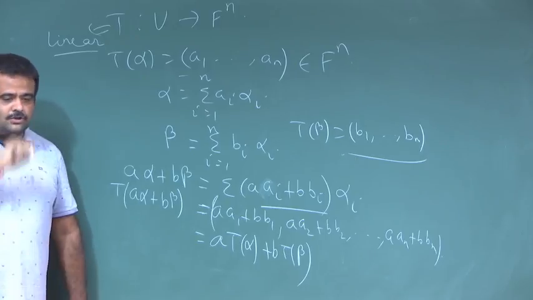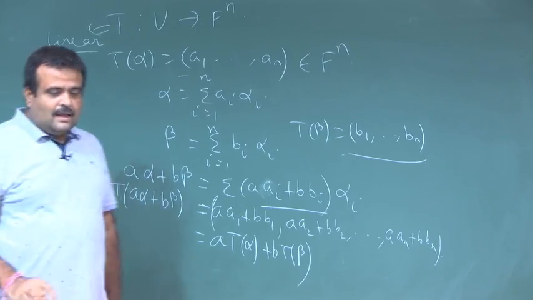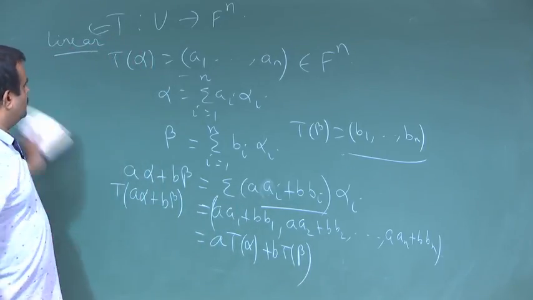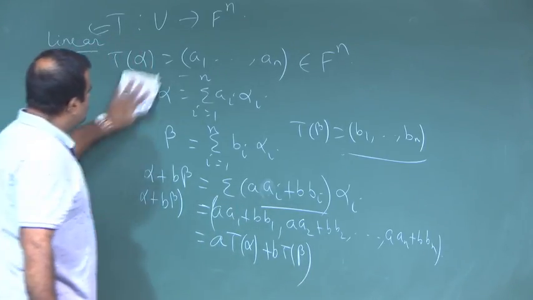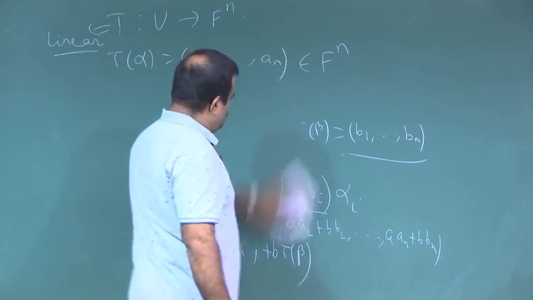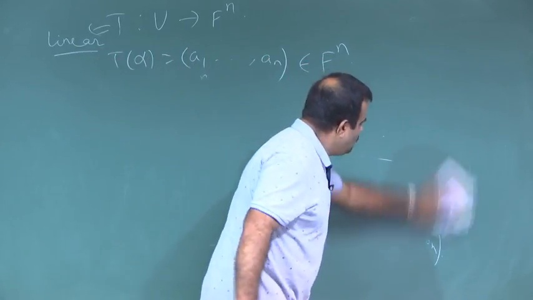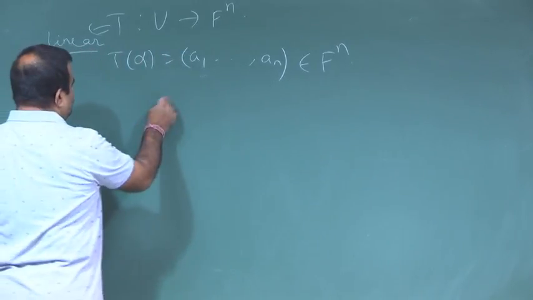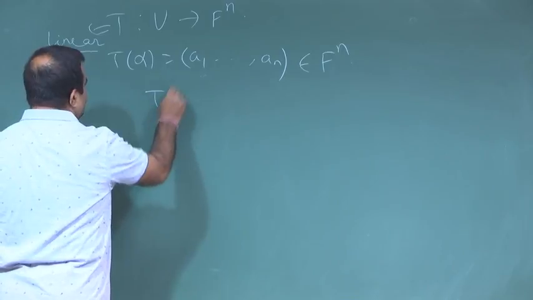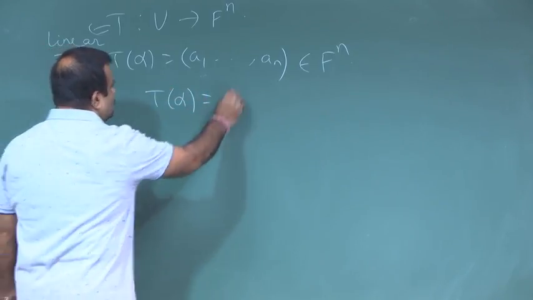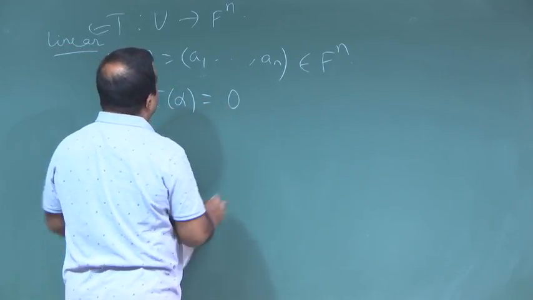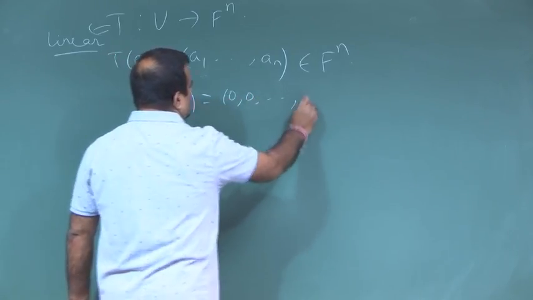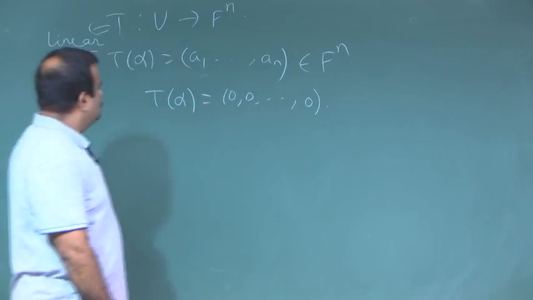Now, we need to show that this is a bijective mapping, then only we can say these two are isomorphic. So, how to show this is bijective? For bijective, first we have to show it is 1 to 1. For 1 to 1, we can just take the kernel. Suppose we take T alpha equal to the zero vector, so this is 0, 0, ..., 0.